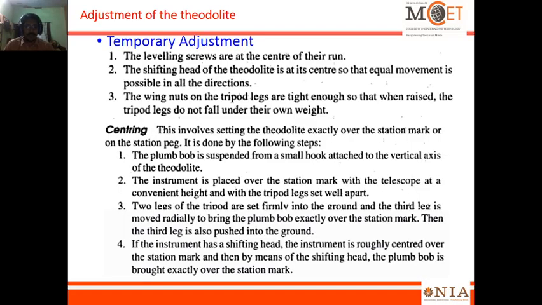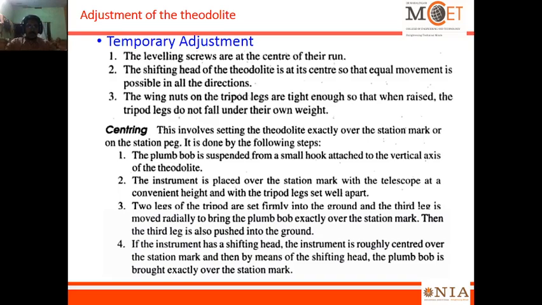This involves the following steps over the station mark or the station peg. The plumb bob is suspended from a small hook attached on the vertical axis. The instrument is placed over the station mark with the telescope at a convenient height and with the tripod legs set well apart. Two legs of the tripod are set firmly into the ground and the third leg is moved radially to bring the plumb bob exactly over the station mark.